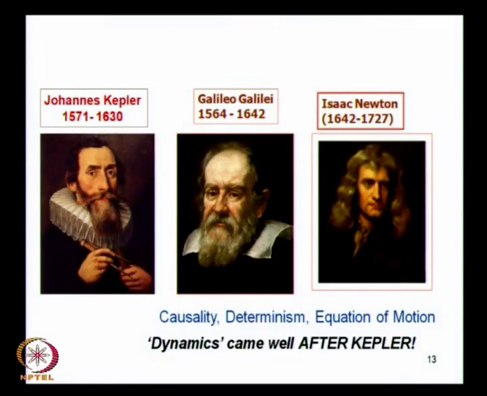Now, the solution that you would get by solving the differential equation and plugging in F equal to G m1 m2 by r square would also be correct, and this is dynamics, but this came well after Kepler. It came through the development of equations of motion through Galileo's law of inertia, followed by Newton's laws of motion.